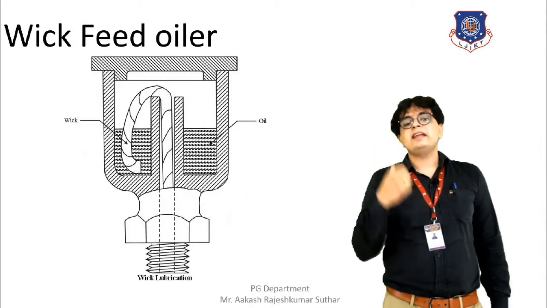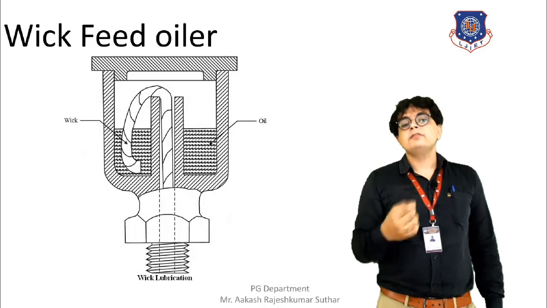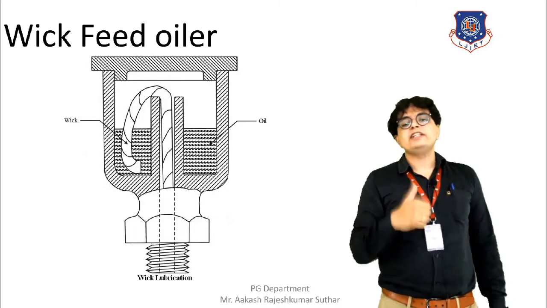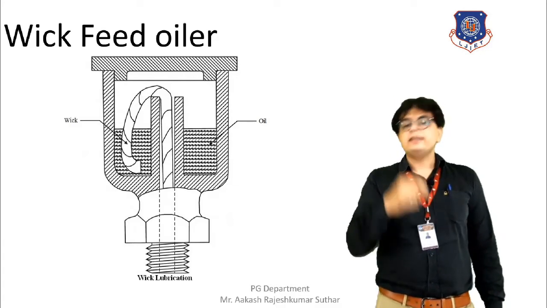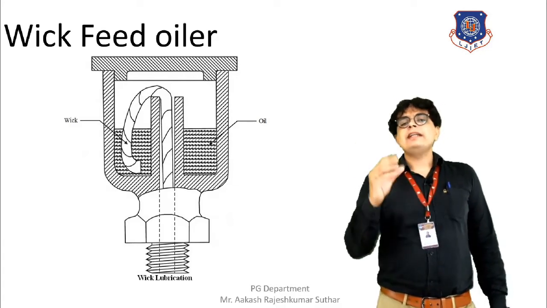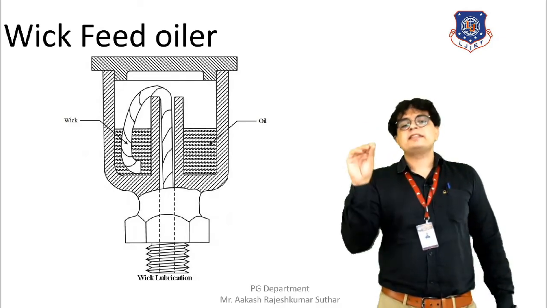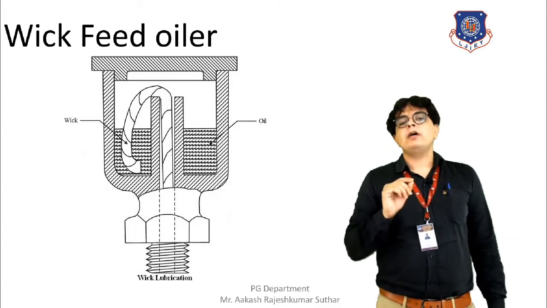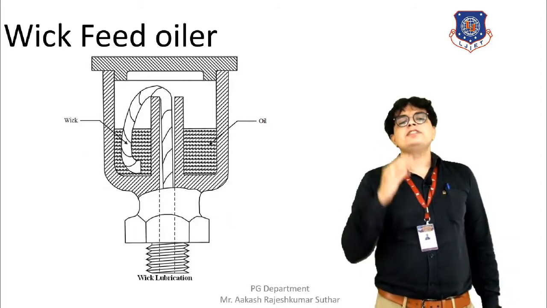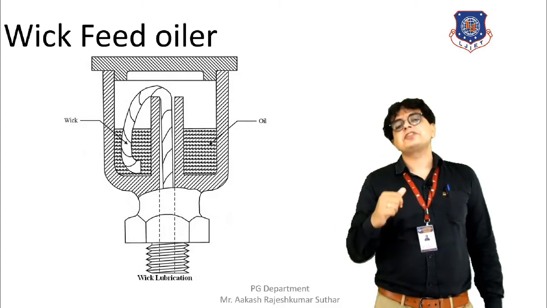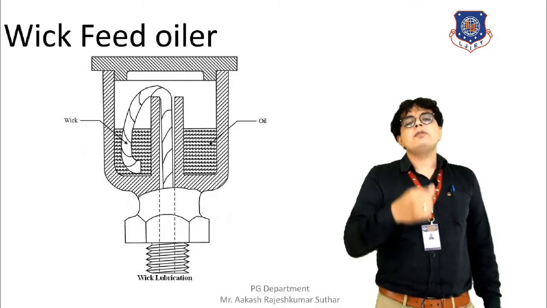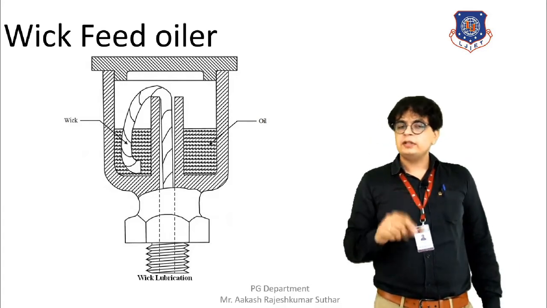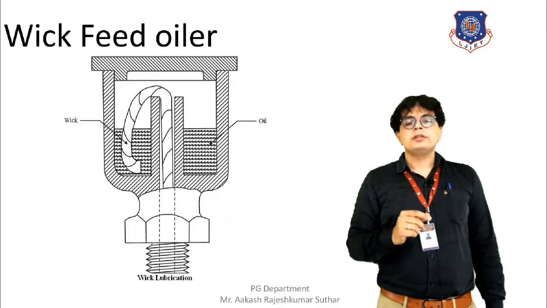Here we can easily see that there is a thick wick which has been immersed into the reservoir, where the lubrication in the form of oil is provided. From that, under the capillary action, the oil will move in the wick to the different parts, and at the same time it will move under gravity also. So with the help of the combined effect of the gravitational force and the capillary action, the oil from the reservoir will be transferred to the required bearing, and as a result, the bearing will be lubricated.